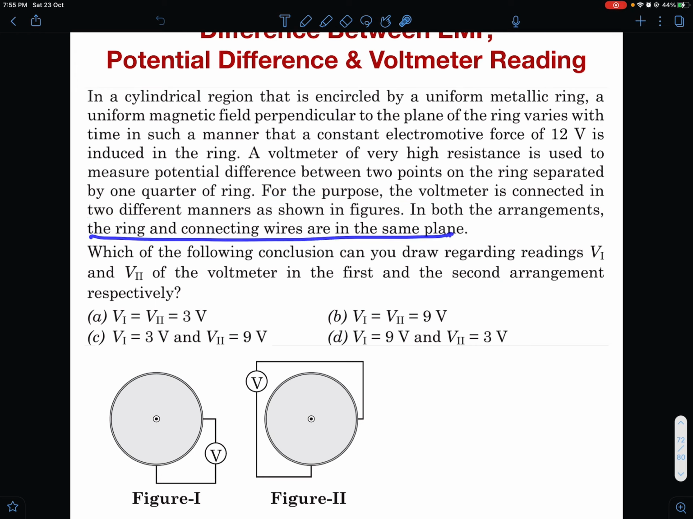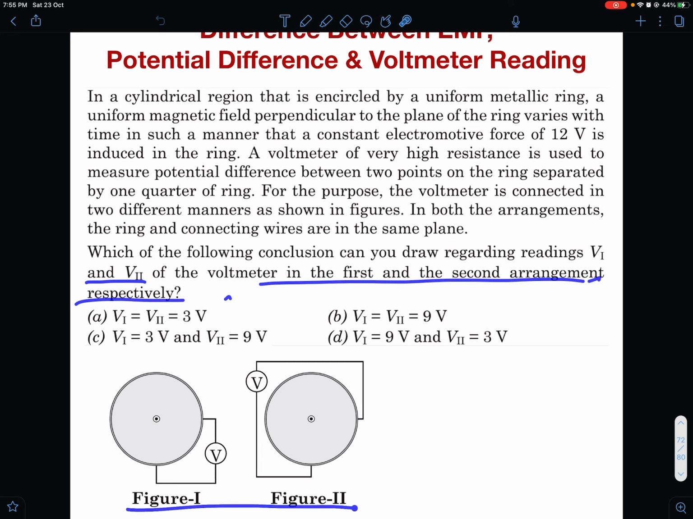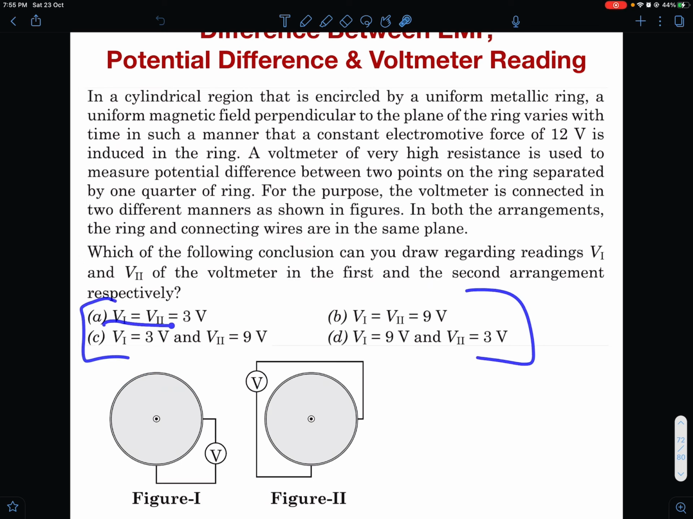In both the arrangements, the ring and connecting wires are in the same plane. Which of the following conclusions can you draw regarding the readings V1 and V2 of the voltmeter in the first and the second arrangement? This is the first arrangement and this is the second arrangement, and we need to compare the voltmeter readings. The options are whether both readings are 3 volt, whether both readings are 9 volt, or whether the first is 3 volt and the second is 9 volt, or the first is 9 volt and the second one is 3 volt.